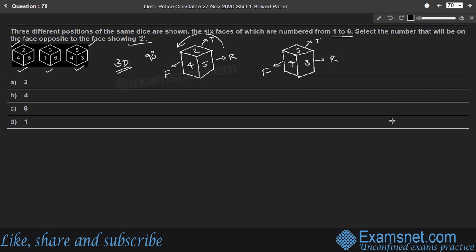So what happens to number 2? This will go to the left side of the dice. 4 remains the same, 4 will be in the front, because the dice is rotated through only 90 degrees. Therefore, the face opposite to the face 2 is obviously number 3. Number 3 is in option A. Therefore, option A is the right answer.